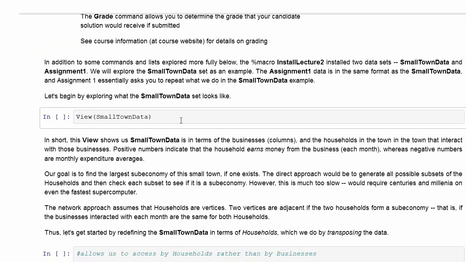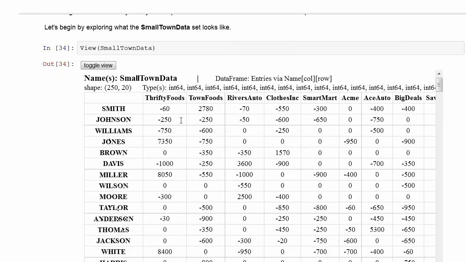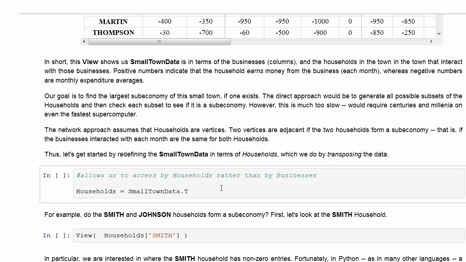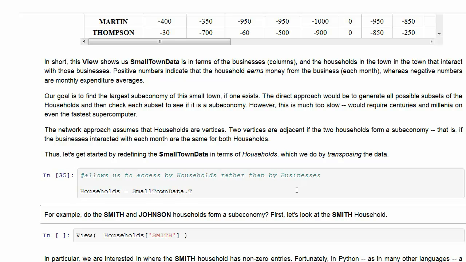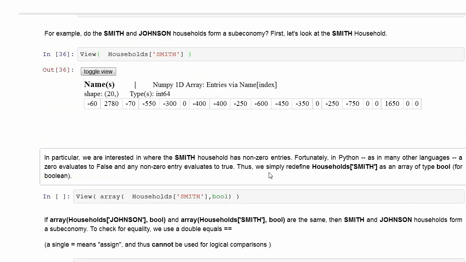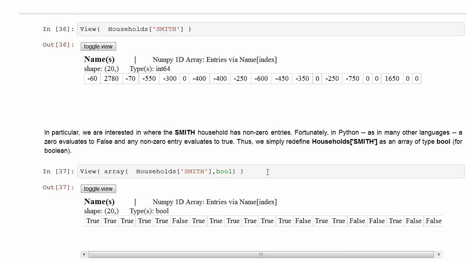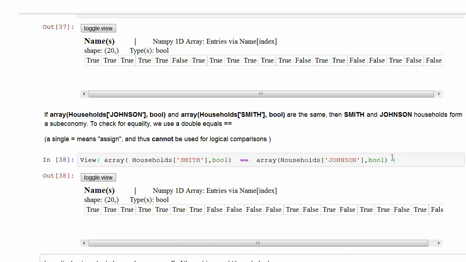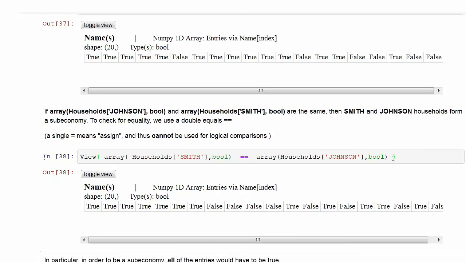So this is our data. We saw this briefly in the notebook. We want to talk about households. Right now, like a spreadsheet, the data is going to be given to us in terms of businesses as the column headings, and transposing that will make it in terms of households. We're just looking at some examples for the Smith family, and notice that there are some falses in there. So the Smith family and the Johnson family don't all shop at the same businesses and avoid the same businesses, so they don't form a subeconomy.